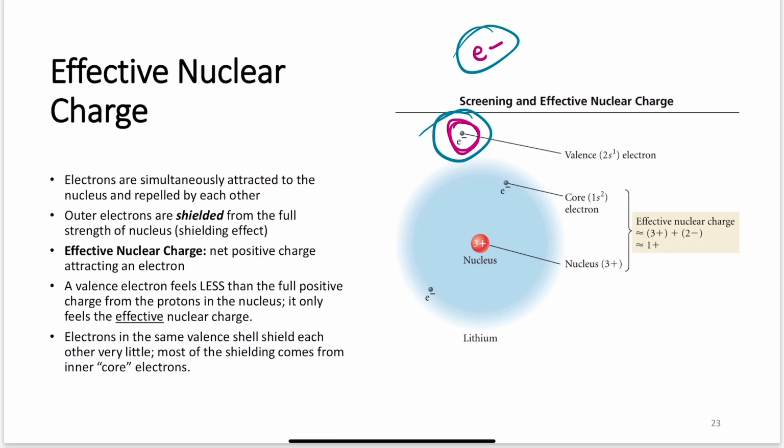Electrons in the same valence shell, though, shield each other very little. Most of the shielding comes from the inner core electrons. So that means that this electron and this electron, which are both in the 1s shell, don't really shield each other very much, so we pretty much ignore that effect. It's really their shielding to other electrons outside of their shells.